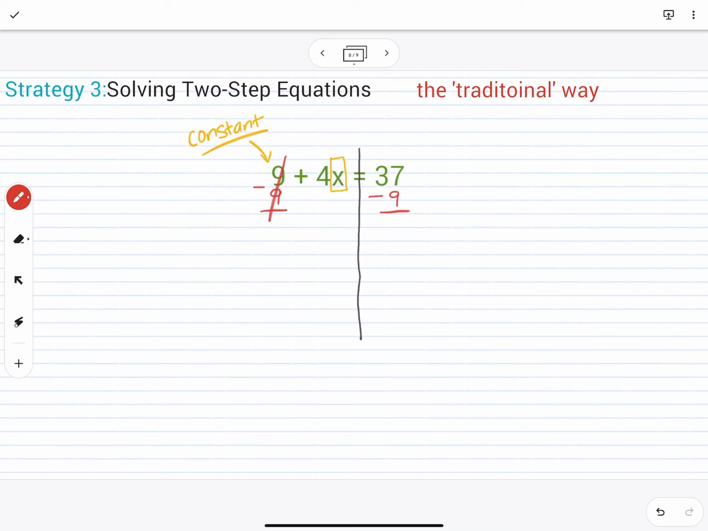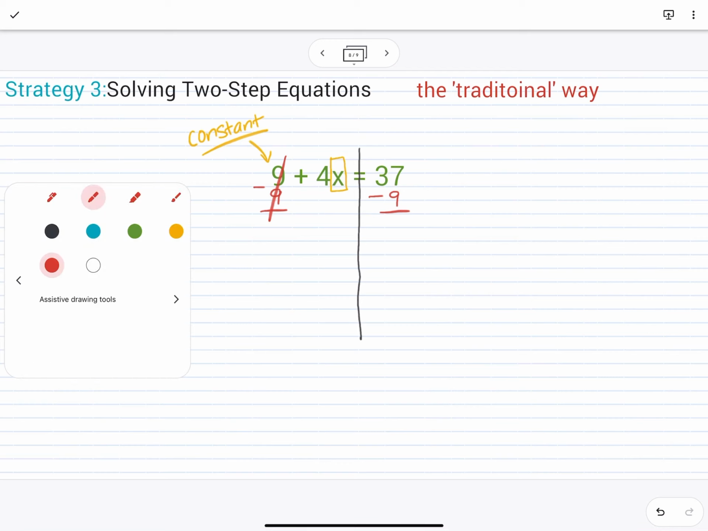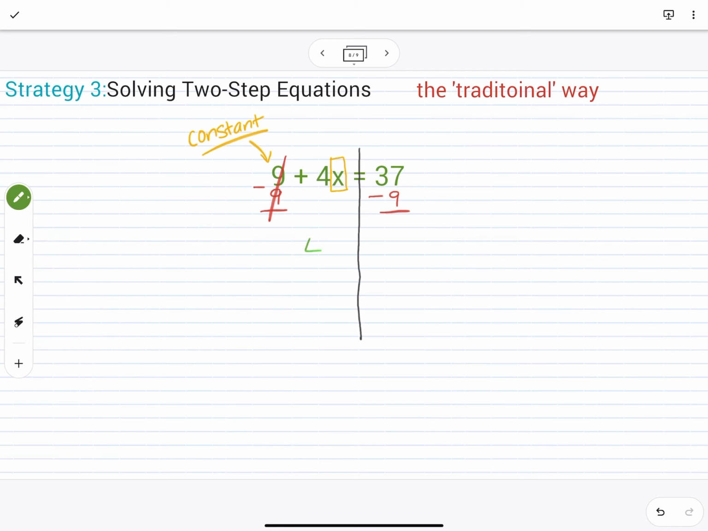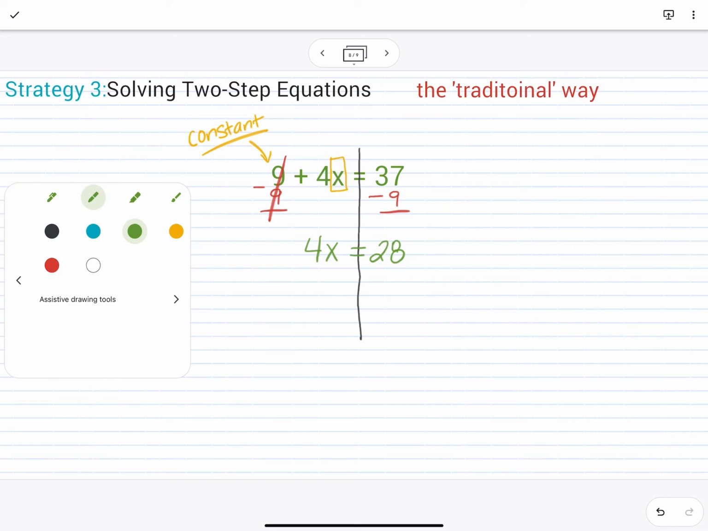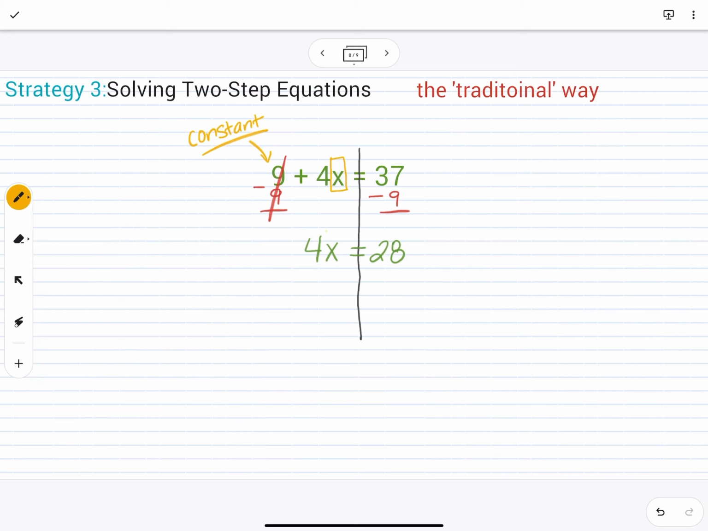If I put 9 plus 9, I would get 18. So that should tell me right away that's not correct. I did not use the inverse operation. The goal is to get rid of it so that we can isolate that variable. I am now left with 4x equals 37 minus 9, which is 28. And again, my goal is to isolate the variable.